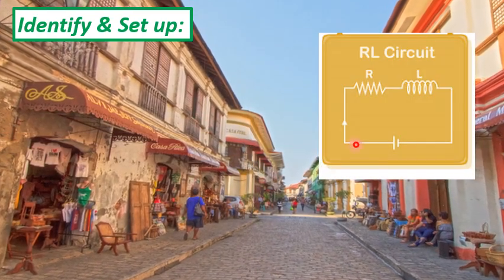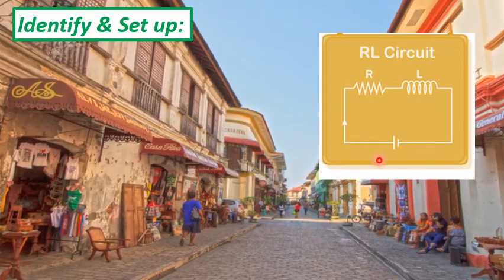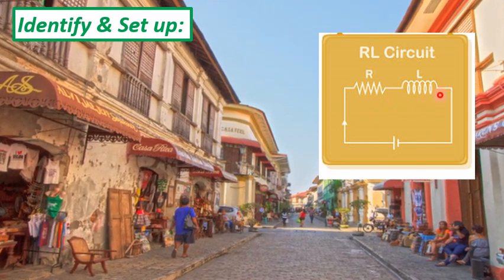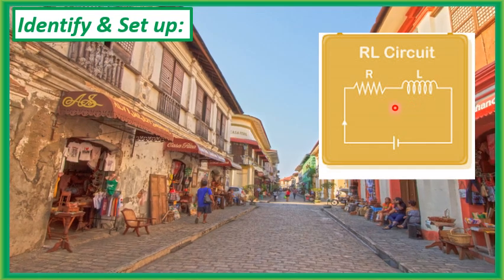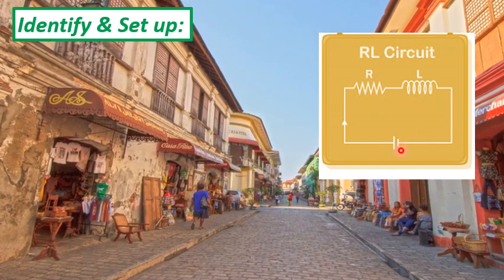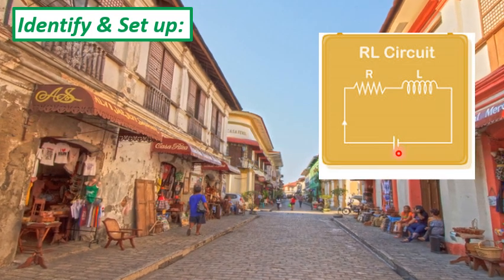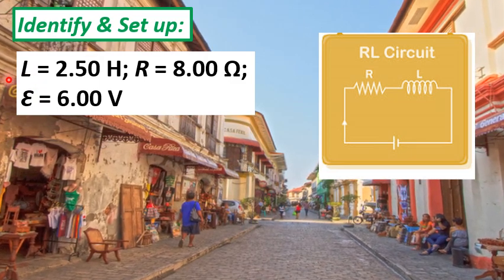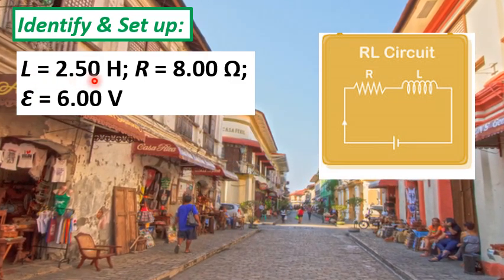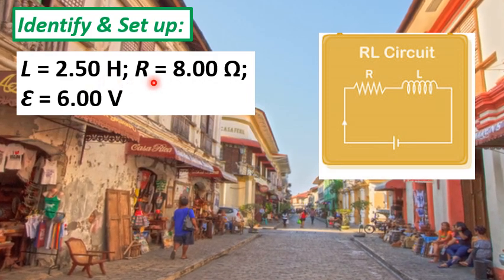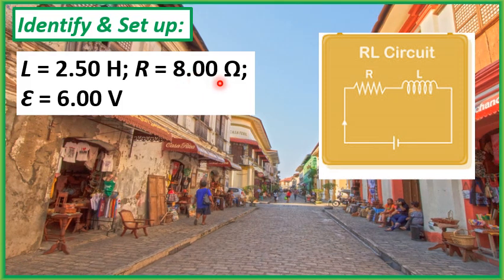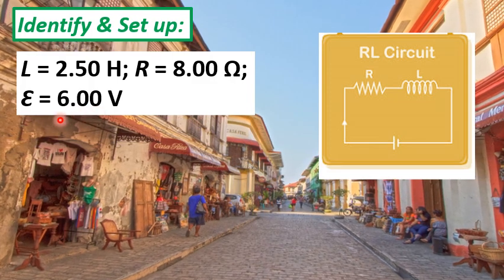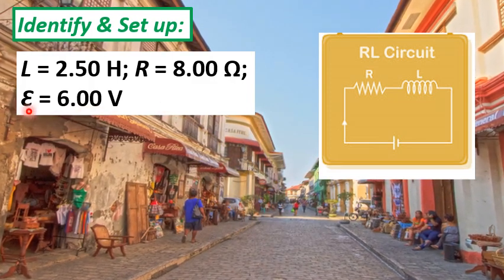As shown in this circuit diagram, we have the resistor big R and the inductor big L connected in series to a source of EMF such as a battery. So we are given the amount of the inductance, capital L, equal to 2.50 Henry, and the amount of the resistance, big R, equals 8.00 ohms, as well as the amount of the EMF in the battery, epsilon, equals 6.00 volts.